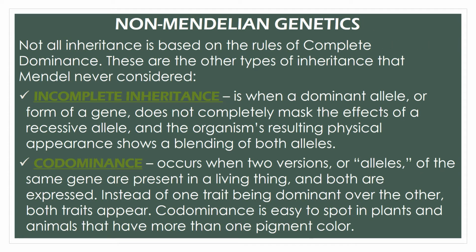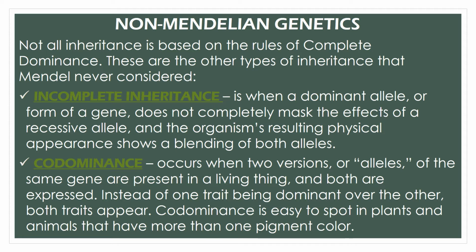So let's now proceed to non-Mendelian genetics. For Mendelian genetics, we have two, the complete dominance and the recessiveness. But with non-Mendelian genetics, we have five. So not all inheritance is based on the rules of complete dominance. These are the other types of inheritance that Mendel never considered.